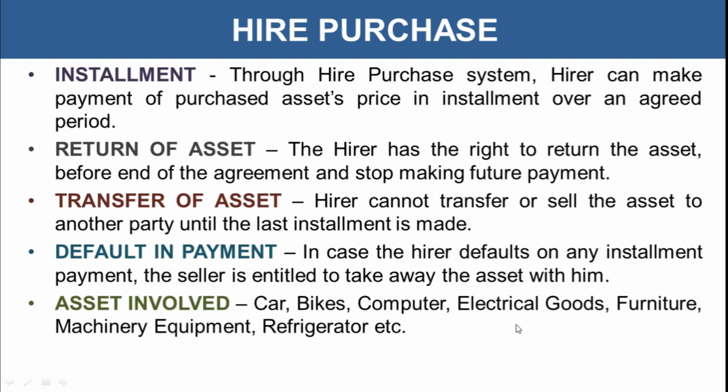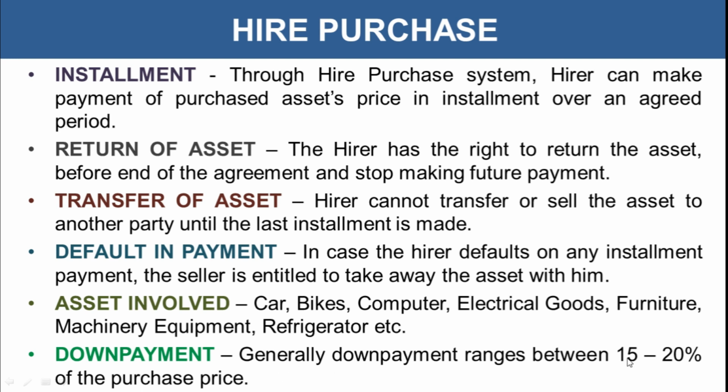Asset involved. Again, for the hire purchase system, generally people buy assets like cars, bikes, computers, electrical goods, furniture, machinery, equipment, refrigerators, etc. These are some of the major assets provided on hire purchase by the seller, and generally buyers prefer buying these items on an installment basis.